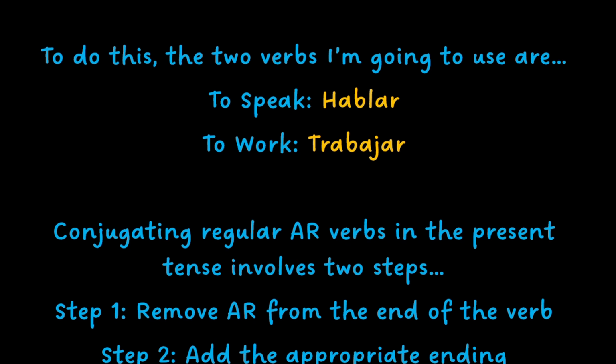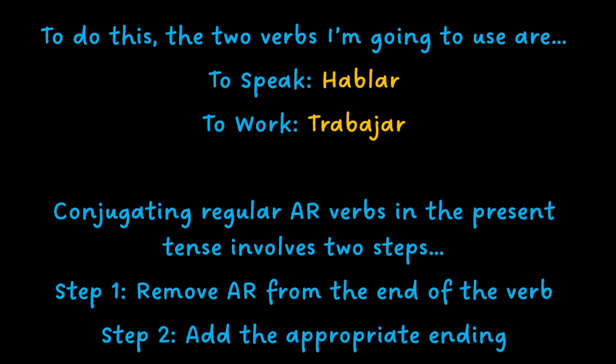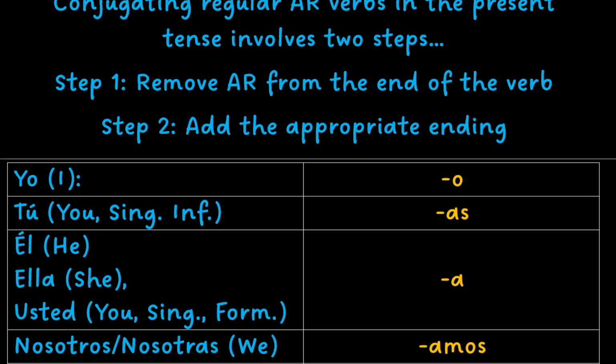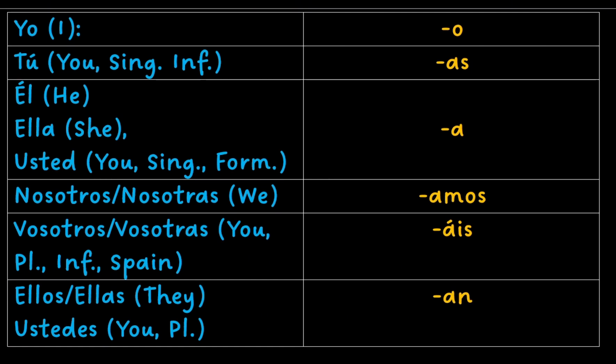To do this, the two verbs I'm going to use are to speak, which is hablar, and to work, which is trabajar. Conjugating regular AR verbs in the present tense involves two steps. First, we remove AR from the end of the verb, and second, we add the appropriate ending, as shown in the chart below. The sentences that follow will offer specific examples for how this is done.